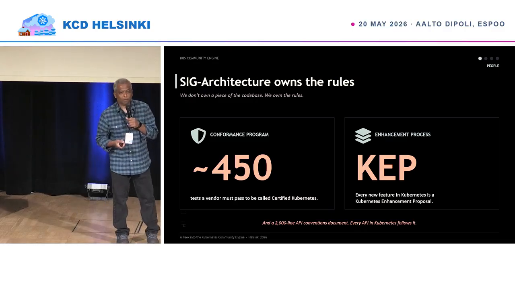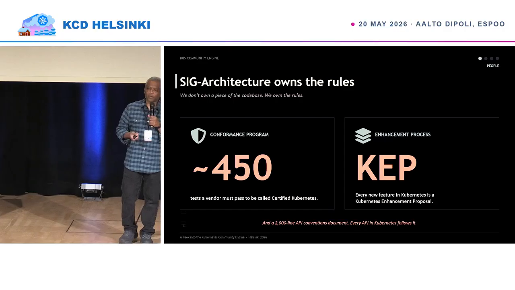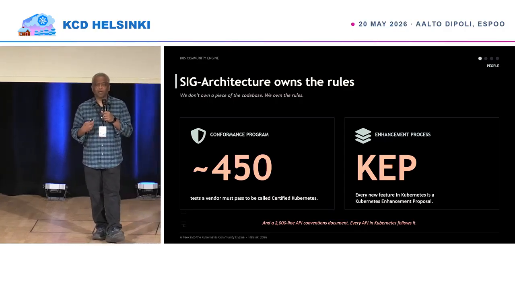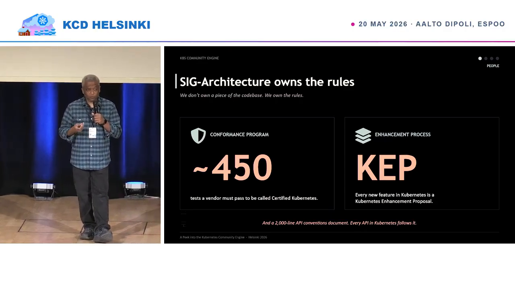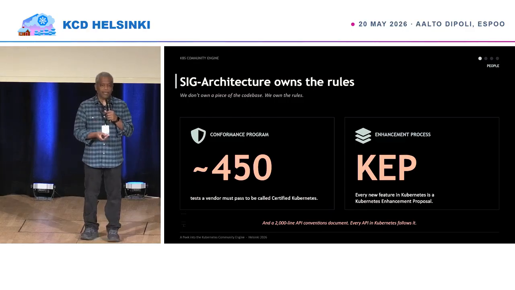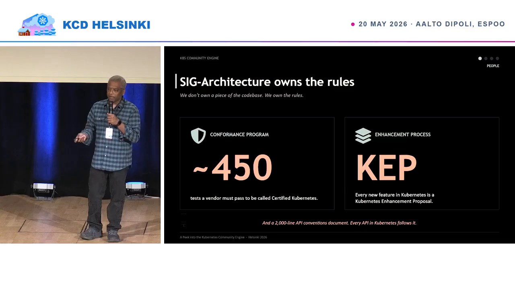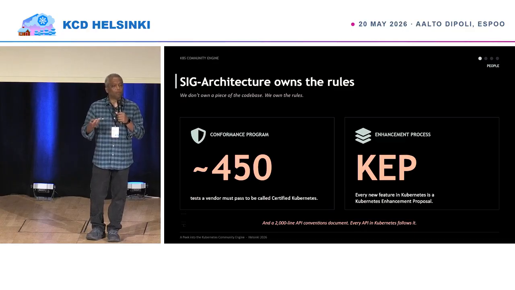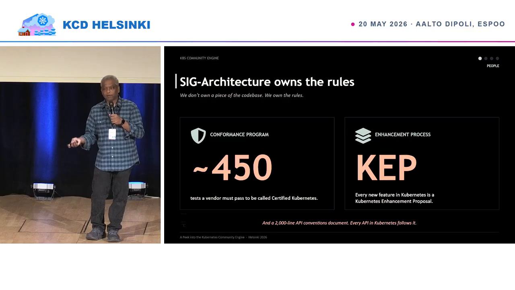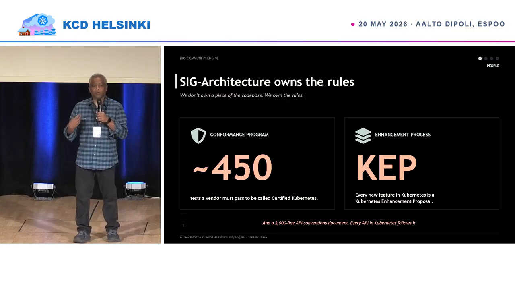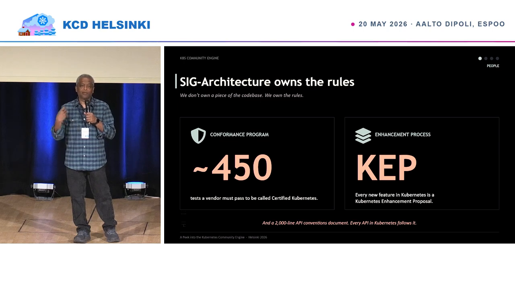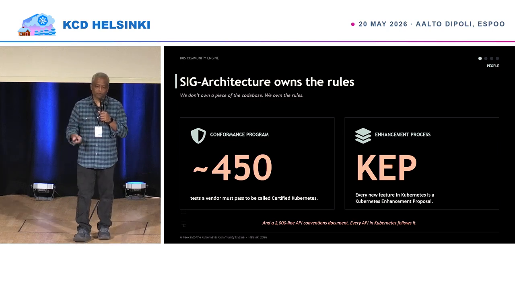The conformance program tests the API for Kubernetes, and when people go through the conformance program, they get to call themselves Kubernetes. If you take AKS or GKE or EKS, all of them have Kubernetes in the name, and that's how they market themselves to their customers. And how do they get that trademark? They get it from us because of the conformance program.